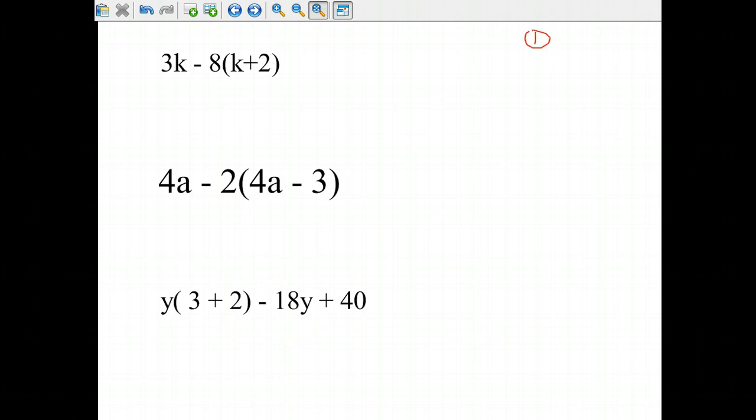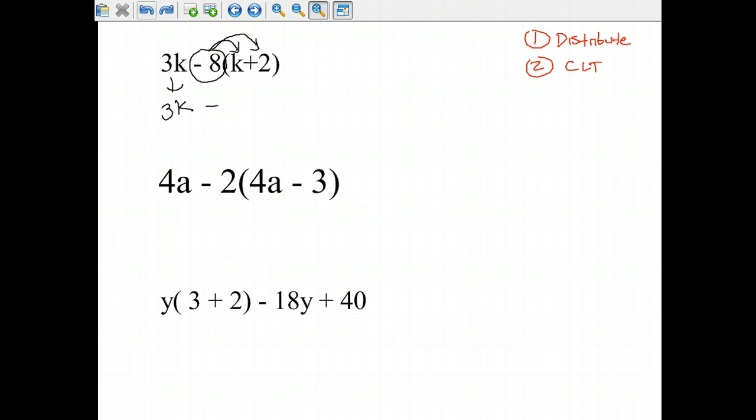Now this is where it gets a little more complicated. Here we have to distribute first, and then use shapes to combine like terms. So these are actually some difficult examples here, but I think we can do it. What we need to do is distribute -8 through here. So we're going to bring down our 3k, and we're going to do -8 times k.